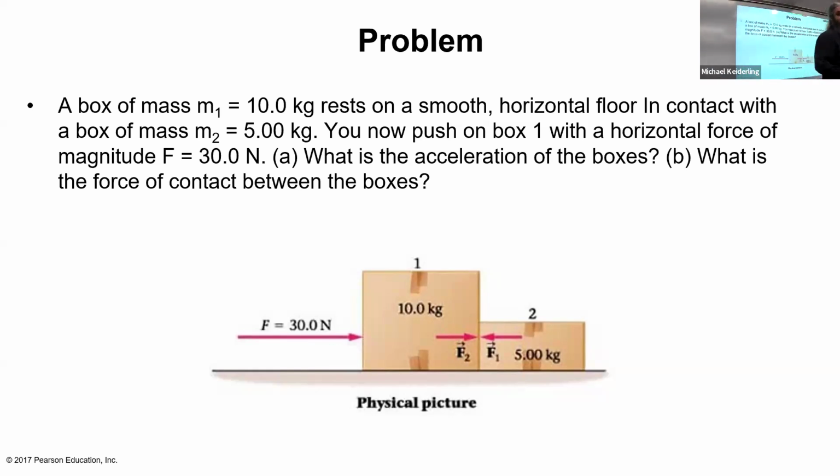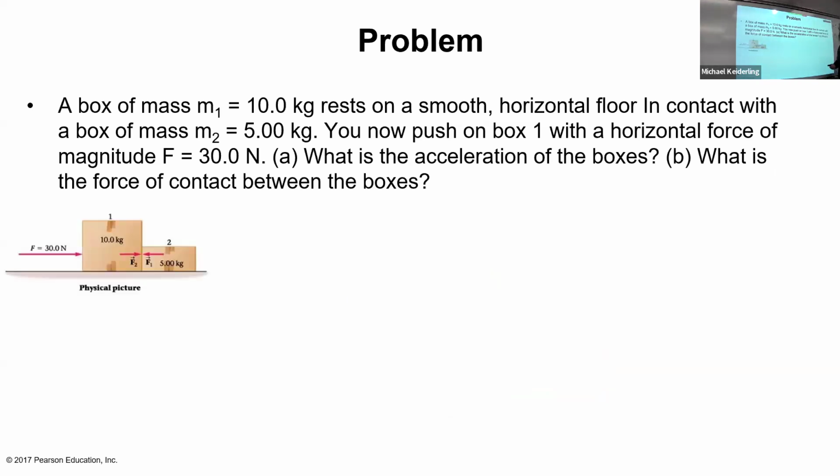So here, let's go over what we know. Our applied force is 30 newtons. The mass of box 1 is 10 kilograms. The mass of box 2 is 5 kilograms. The acceleration of the system is unknown, but it is the same for both boxes. And we know that force 2 is the contact force, and we don't know what it is. But that's what we're looking for. We're trying to find the acceleration of the system and the force of contact between the boxes. Those are the two things we're looking for.